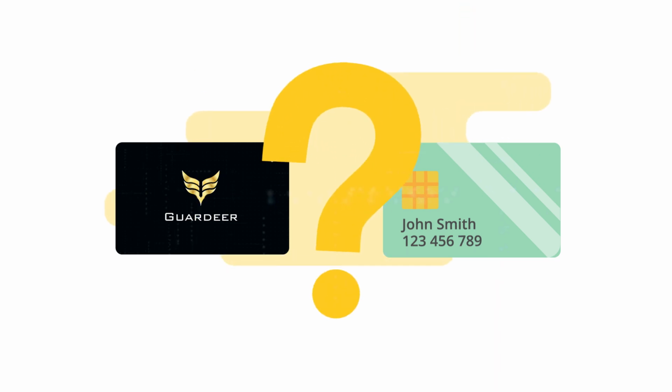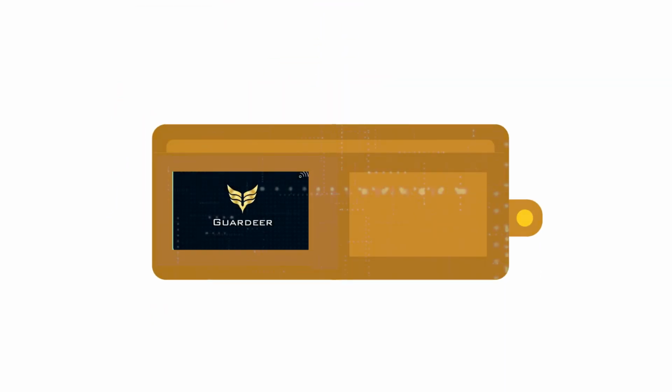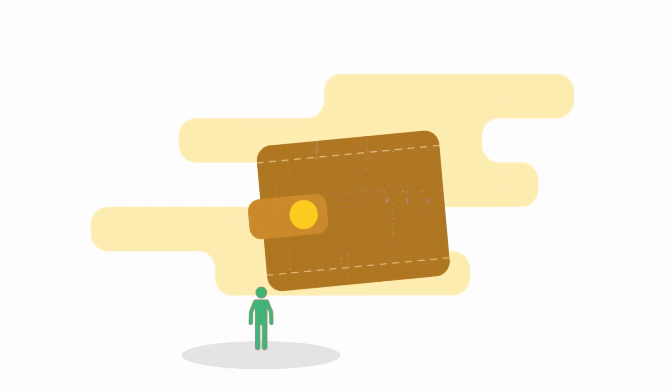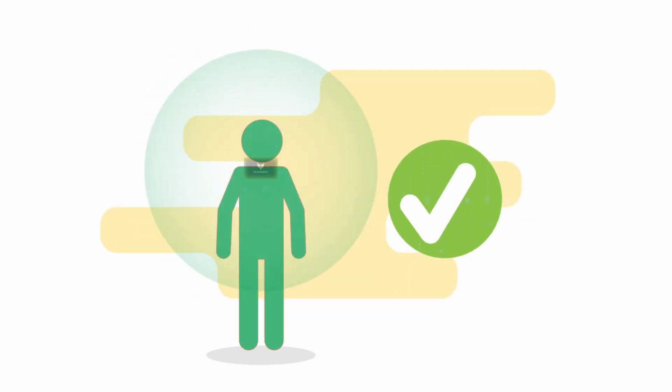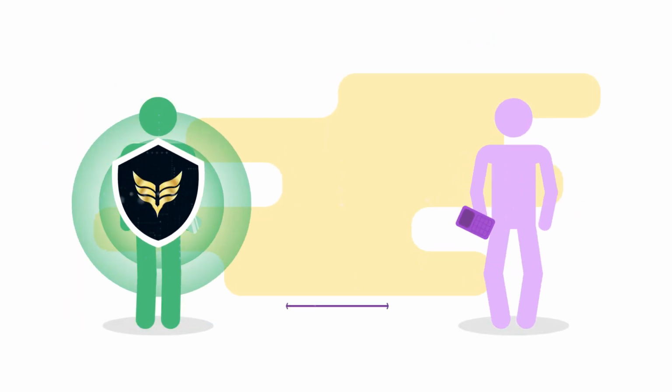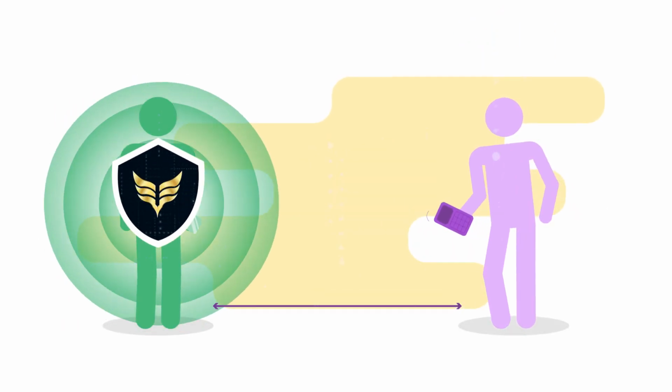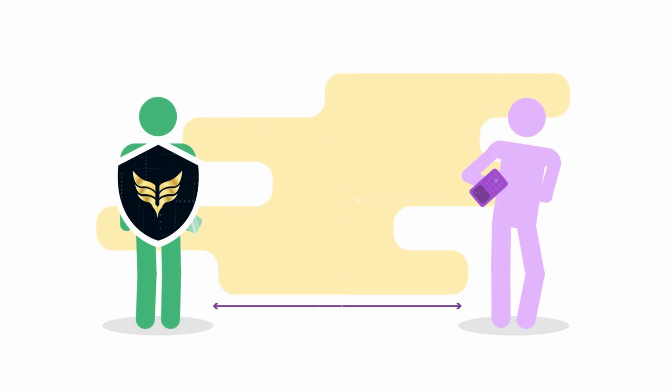So you're wondering how to use it? Simply put it beside your credit card and you're good to go. Guardeer doesn't generate any harmful radiation, which could have an adverse impact on your health, while successfully blocking any attempts to read your credit card, your debit card, or even your ID information.